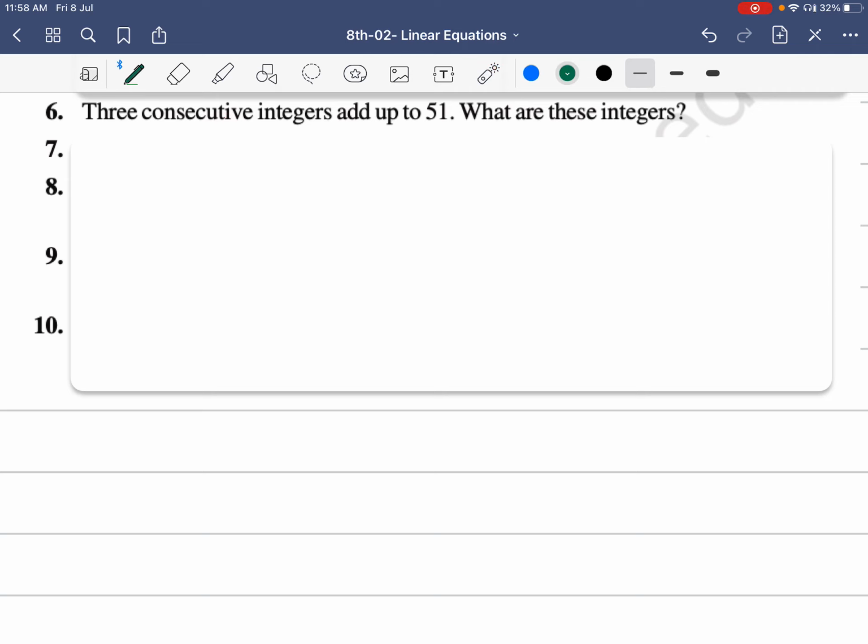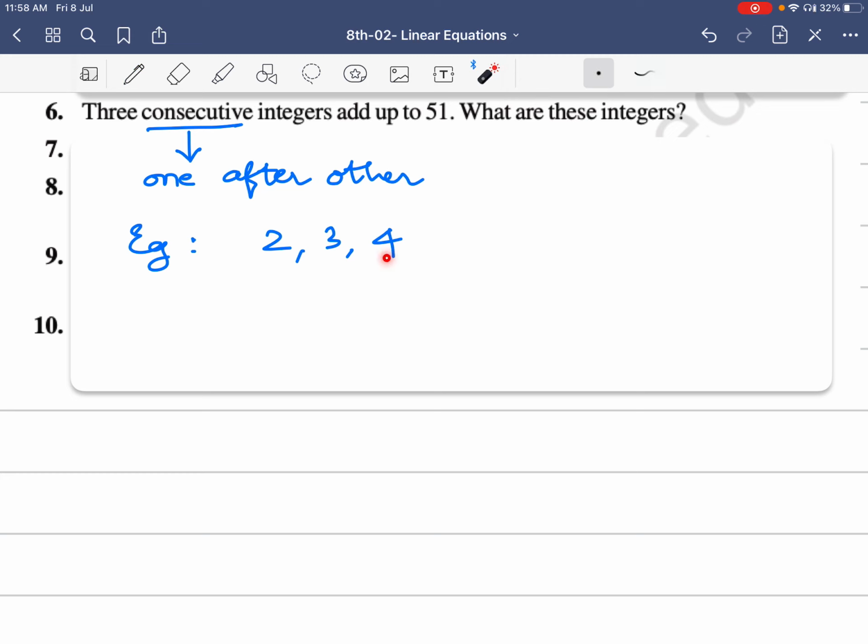What is the meaning of consecutive? Consecutive means one after the other. For example, 2, 3, 4 are 3 consecutive integers, because they are coming one after another. Similarly, 100, 101, 102 are another set of 3 consecutive integers. They come one after the other, just one beside the other.